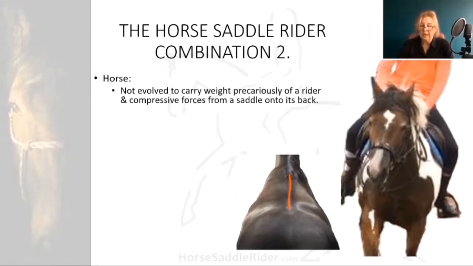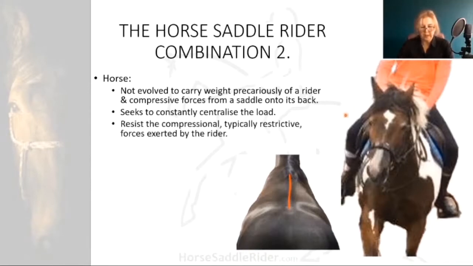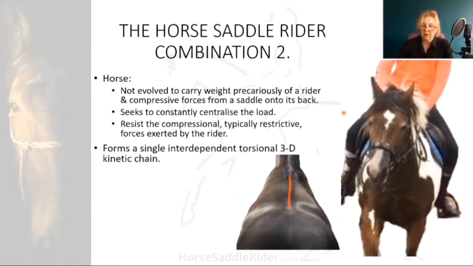So here we have the rider attempting to stay in balance vertically over the horse, and we've got the horse attempting to balance the rider from underneath upward. And if they don't seek to constantly centralize this load, then they could fall over. So they resist the compressional, typically restrictive forces exerted by the rider. And this combination forms a single interdependent torsional, twisty, wiggly, shovey, three-dimensional kinetic chain.